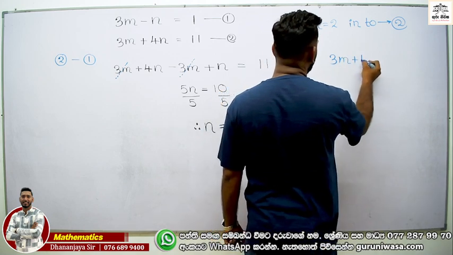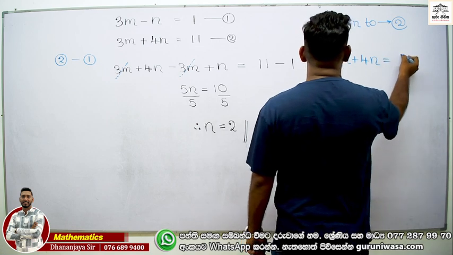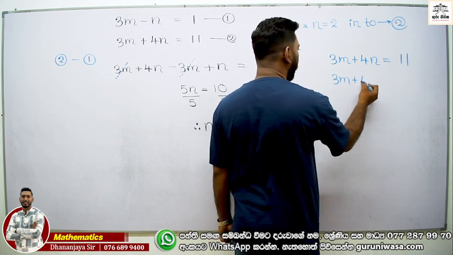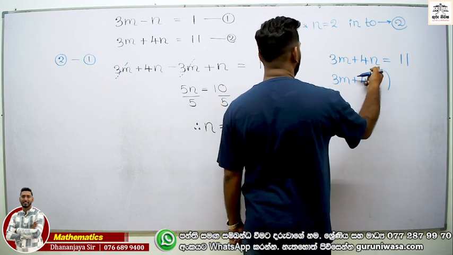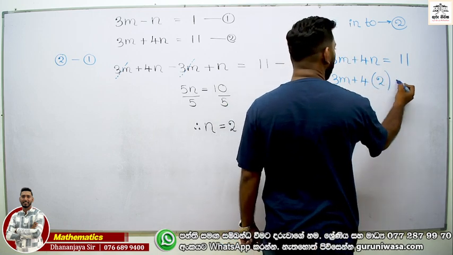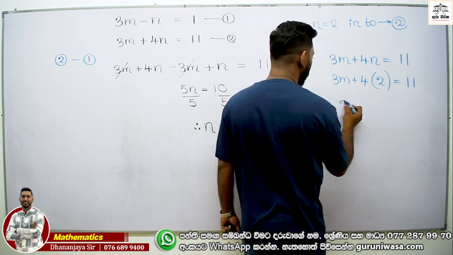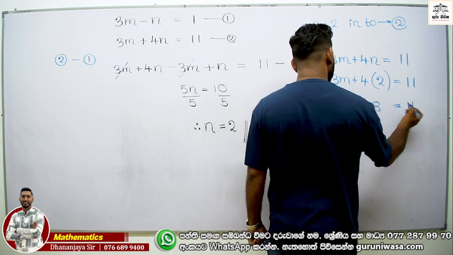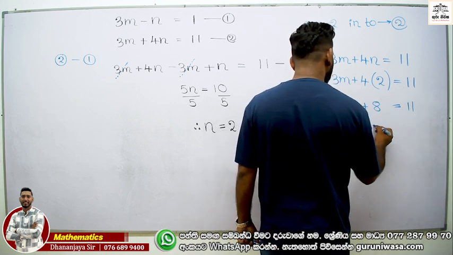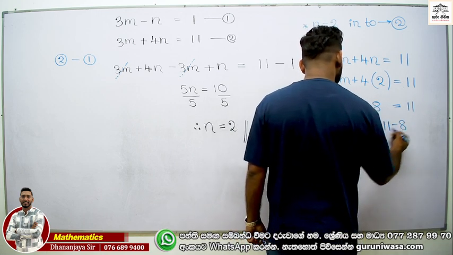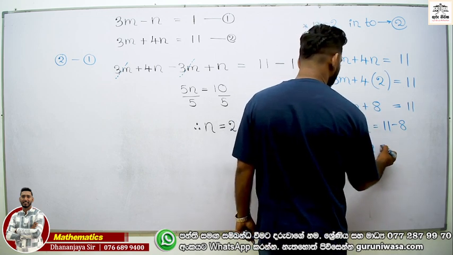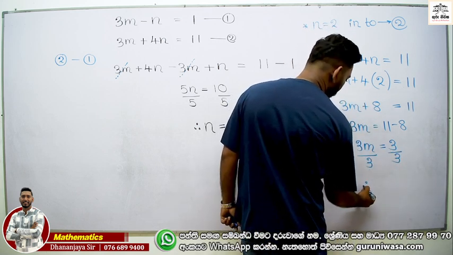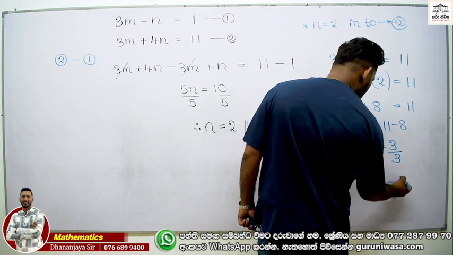3m plus 4n equals 11. Now 3m plus 4 times n, n means 2, equals 11. Now 3m plus 8 equals 11. Now you can write 3m equals 11 minus 8. 3m equals 3. Then both sides are divided by 3. Therefore, m equals 1.